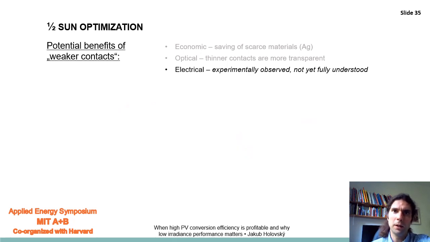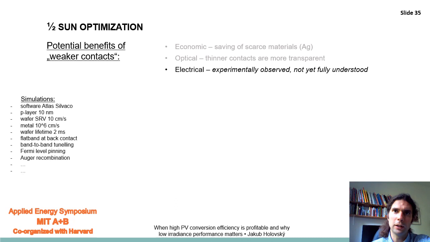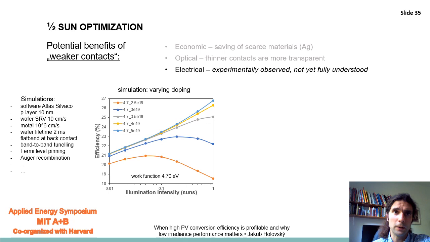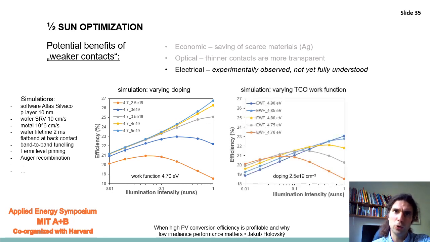Therefore, we run some electrical simulations in Atlas Silvaco software, and we verified that weaker doping is not problem at low irradiance, but reproducing the positive electrical benefit was not yet possible. The only strong positive effect was observed for variation of TCO work function. But because this is currently our intensive work still in progress, this brings me to the end of my today's talk and to summary of most important conclusions.